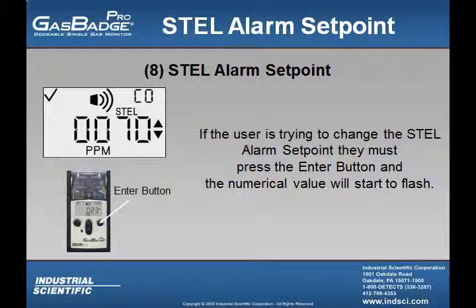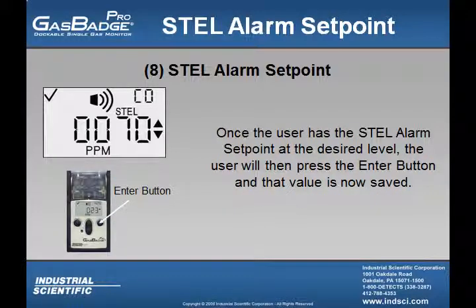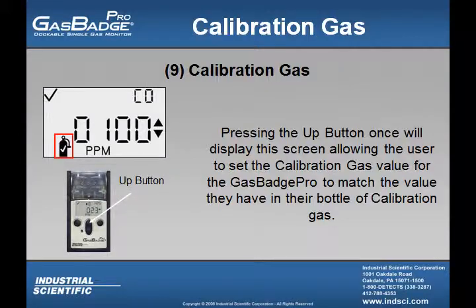Once the enter button is pressed, the numerical value will start to flash. With the numerical value flashing, the user can press either the up or down buttons depending on what they want the short-term exposure limit alarm set point to be. After the user has the short-term exposure limit alarm set point at the desired level, they must press the enter button and that value is now saved.